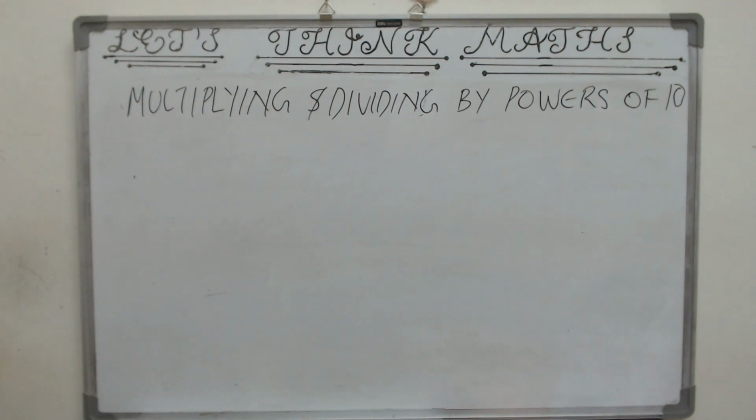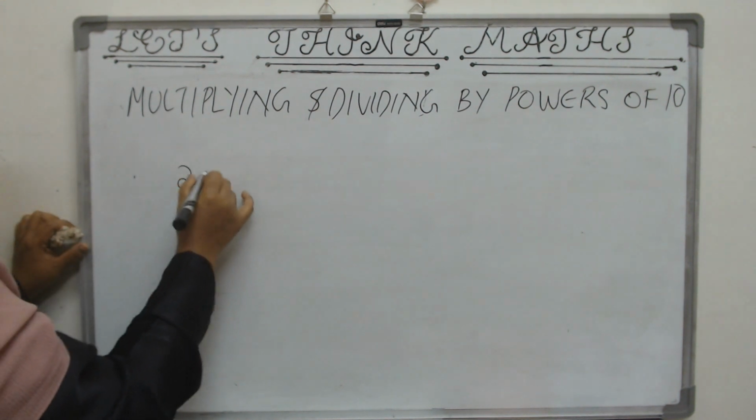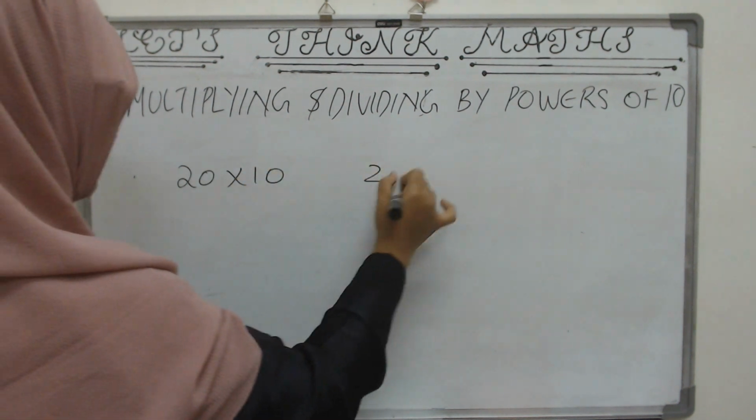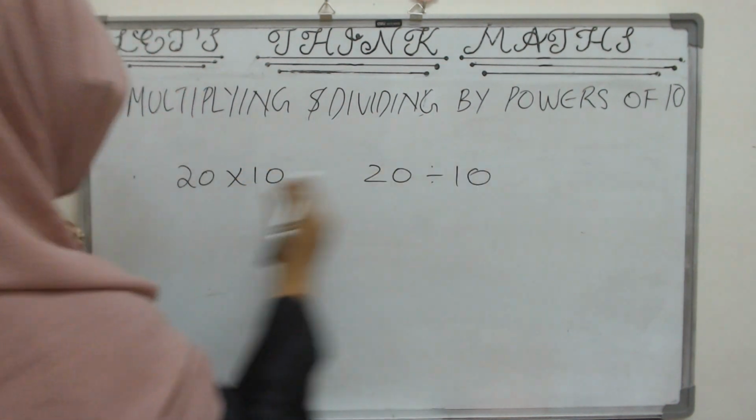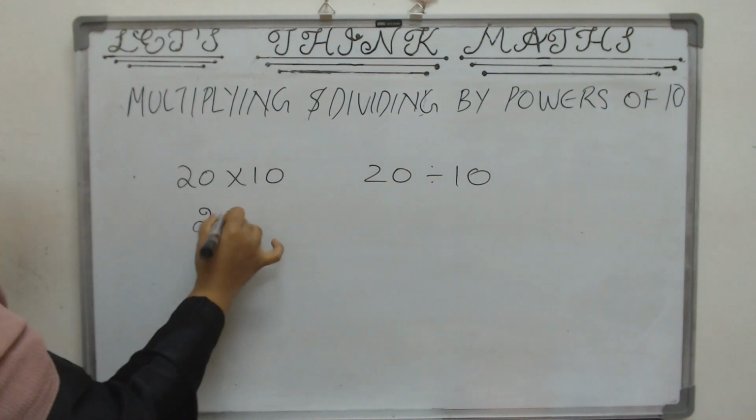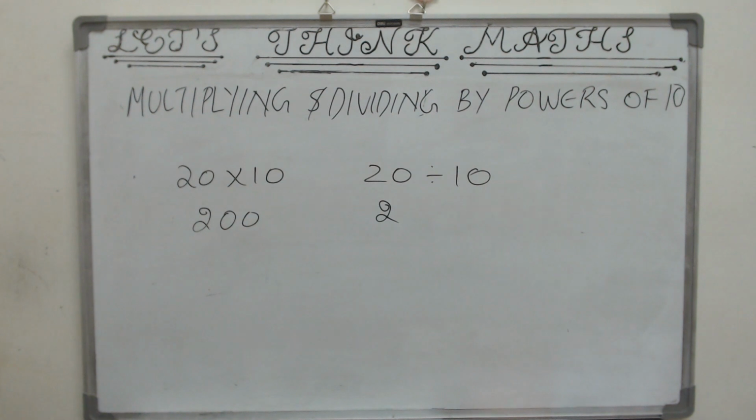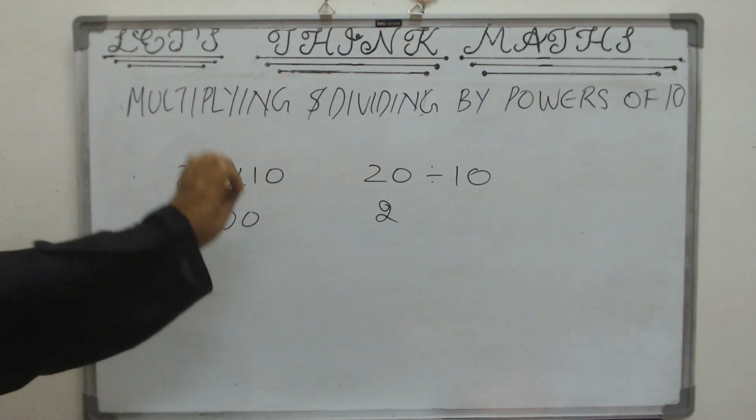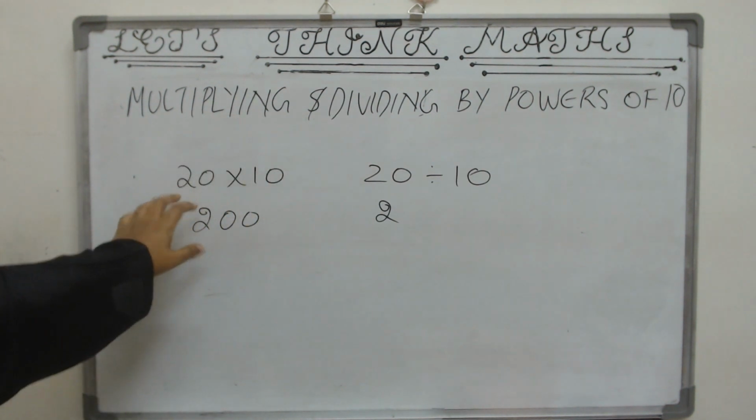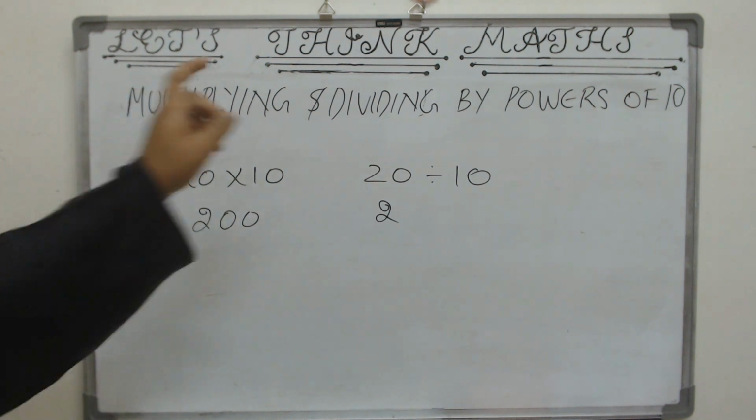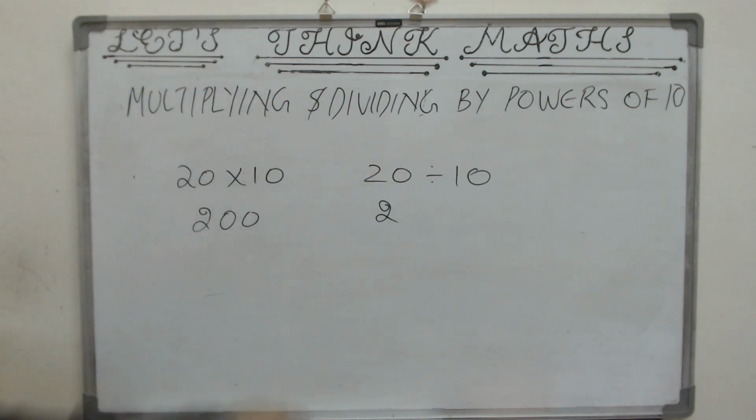So first let us see how it works with whole numbers. We already know how to multiply whole numbers, right? Let us take the same example. So what do we do here? We just add a 0. And what do we do here? We remove a 0. So when you multiply, you are getting a bigger number. You started with a 20, you have got a 200. You started with 20, but when you are dividing, your answer has become smaller. It has become 2.